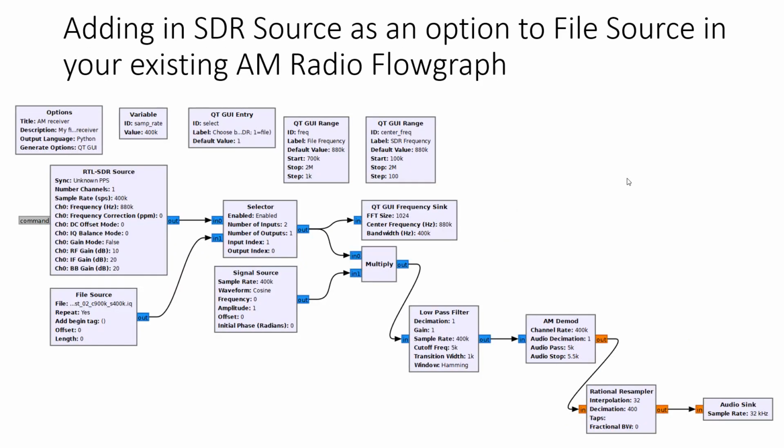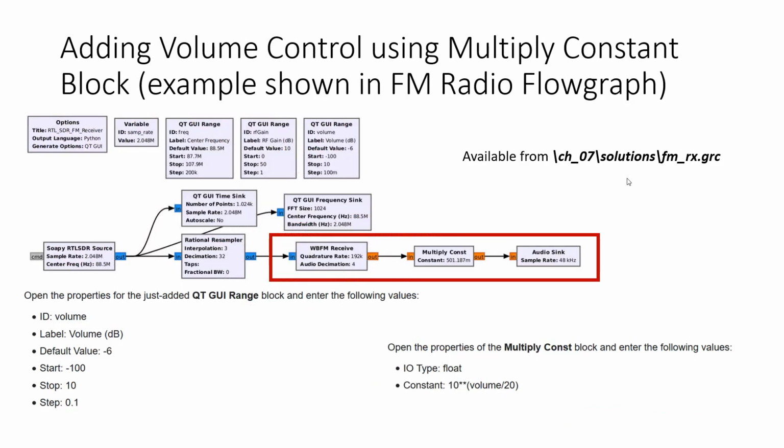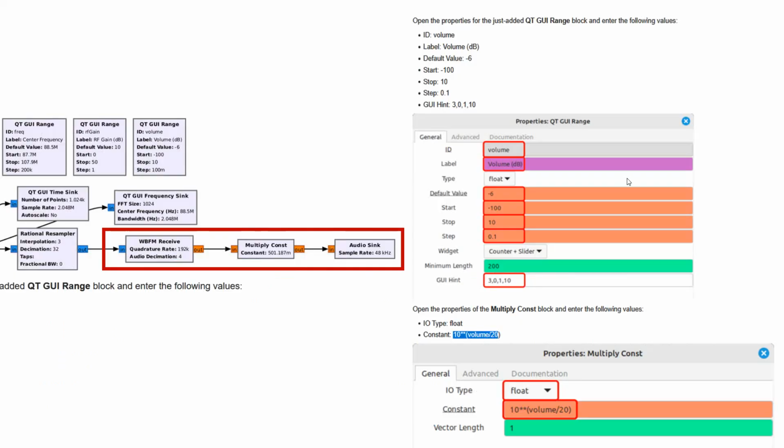So that was the one we discussed. So we're going to now add in the multiply constant block. I mean, the fact this is on an FM radio doesn't mean anything. It's exactly the same thing on an AM radio. So you just add in, before your audio sink, a multiply const block, and you can see on the right hand side what you need to add.